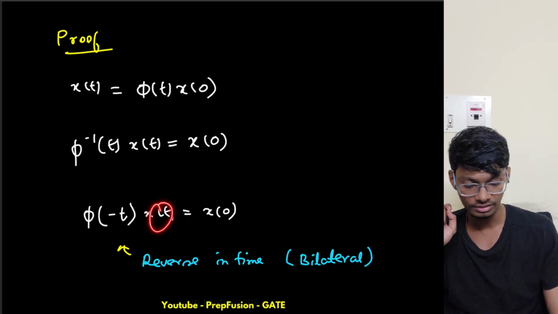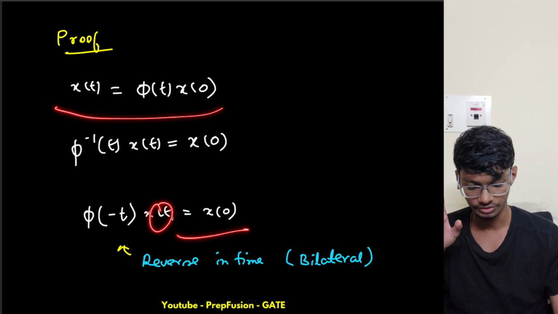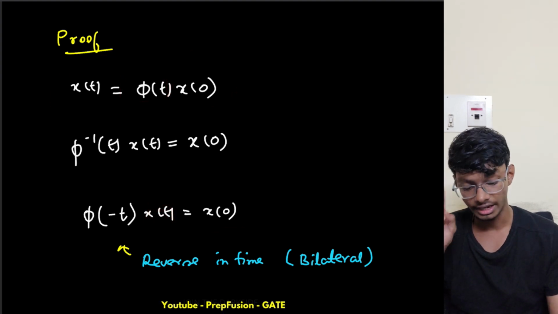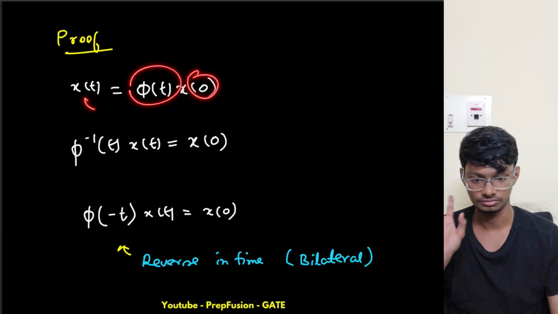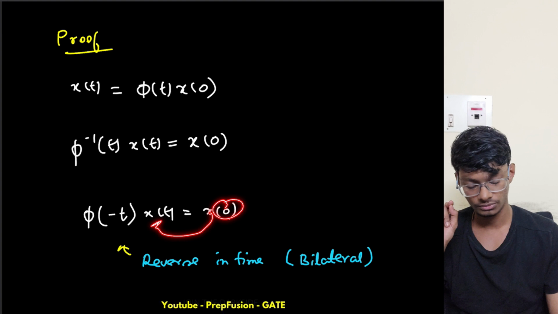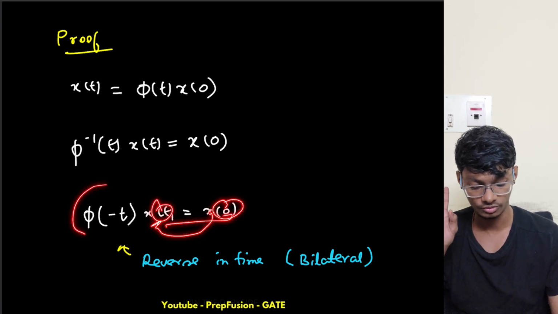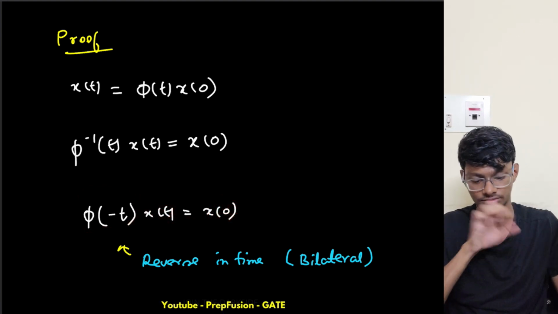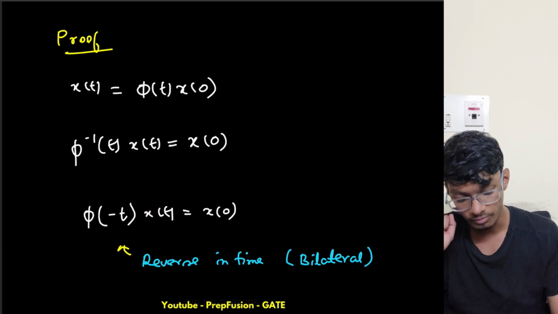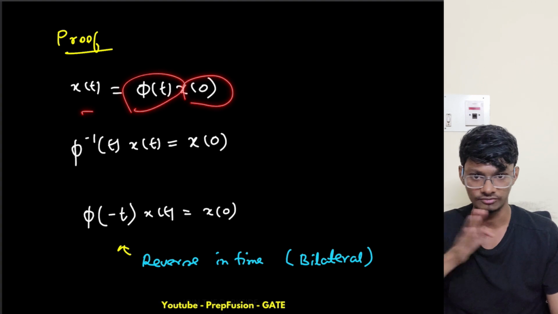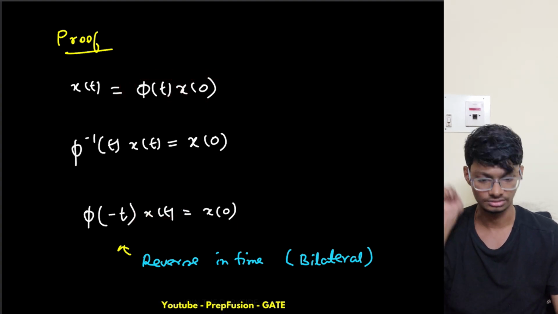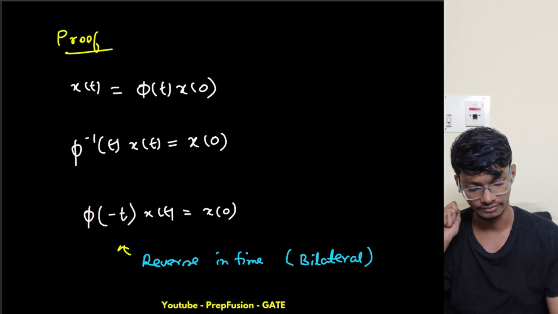I can go from 0 to t by this equation, by phi of t. I can go from t to 0 by this equation, phi of minus t. I am going in the reverse direction, simply in the reverse direction. That's how it is a bilateral process. I'm going from 0 to t in the forward direction by phi of t, and from t to 0 in the reverse direction with negative, so reverse in time.